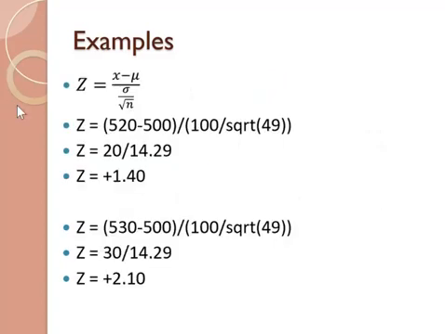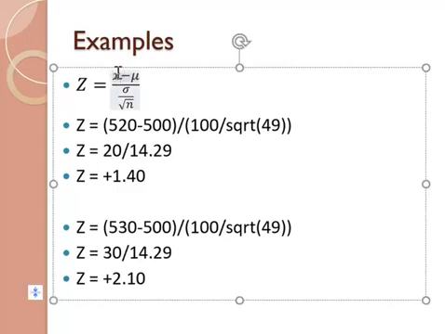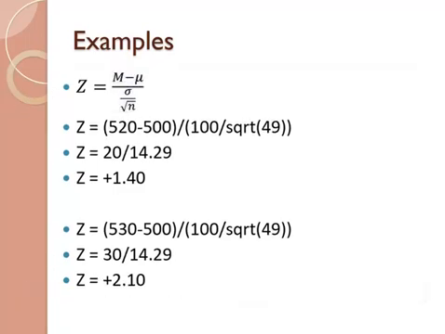Now let's do the same thing, except now let's do it for a sample size of 49. So everything in our statistic is the same as before: 520 minus 500, divided by the standard deviation, which was 100. But now we're dividing that by the square root of 49. So that's going to give us a new standard error of the mean, and we end up with a z-score for an average of 520 of plus 1.40. If we do the same thing, figuring out a z-score for the mean of 530, we get a z-score of plus 2.10.